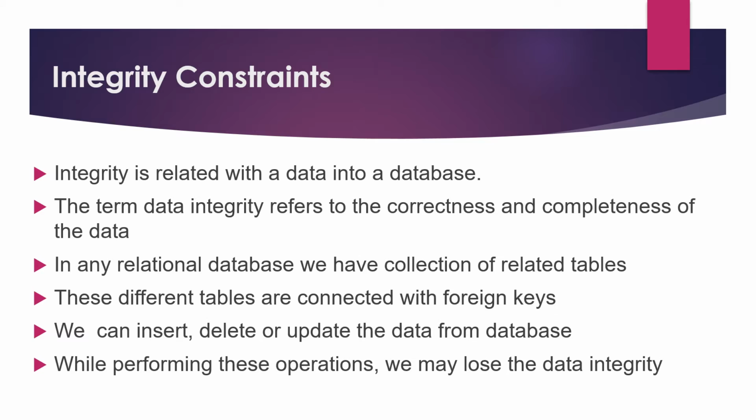Let us see integrity constraints. A relational database is a collection of many relations, and the tuples in those relations are usually related in various ways. The state of a database at any point of time is defined by the state of all its relations at that point of time. Generally, many restrictions are placed on the actual values in a database state, and these restrictions are called constraints. Integrity is related to the data in a database, and the term data integrity refers to the correctness and the completeness of the data.